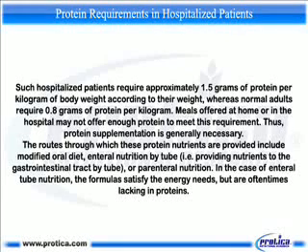Such hospitalized patients require approximately 1.5 grams of protein per kilogram of body weight according to their weight, whereas normal adults require 0.8 grams of protein per kilogram. Meals offered at home or in the hospital may not offer enough protein to meet this requirement. Thus, protein supplementation is generally necessary. The routes through which these protein nutrients are provided include modified oral diet, enteral nutrition by tube, that is providing nutrients to the gastrointestinal tract by tube, or parenteral nutrition. In the case of enteral tube nutrition, the formulas satisfy the energy needs, but are oftentimes lacking in proteins.